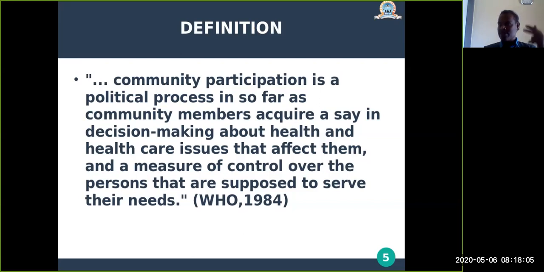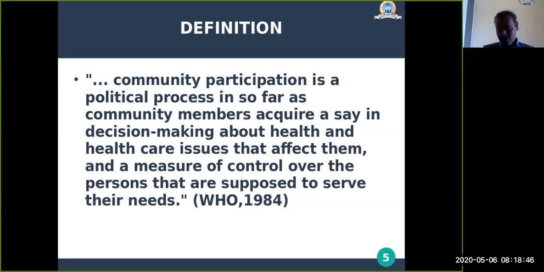It's a political process which allows the community to participate, to have a say in your program, and also to have control over the program. So there are three words that are very important in this definition. It's a political process. They should participate in decision making. They should also have control over your programs, because ultimately whatever program you are implementing in terms of health is going to affect the community, either positively or negatively. So they should have a say in your program, and also have control over the programs.